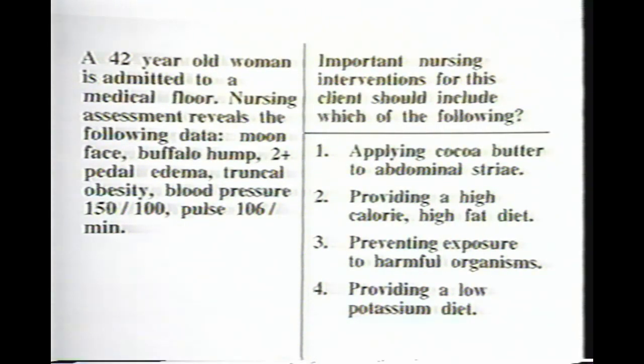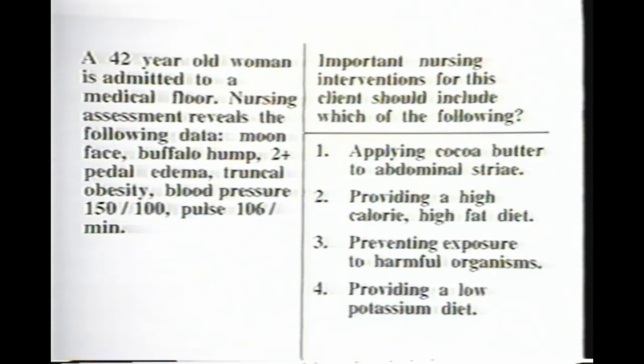Number 1, applying cocoa butter to abdominal striae. Number 2, providing a high-calorie, high-fat diet. Number 3, preventing exposure to harmful organisms. And number 4, providing a low potassium diet.